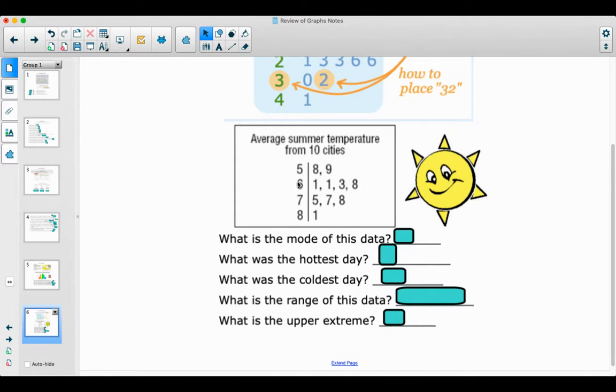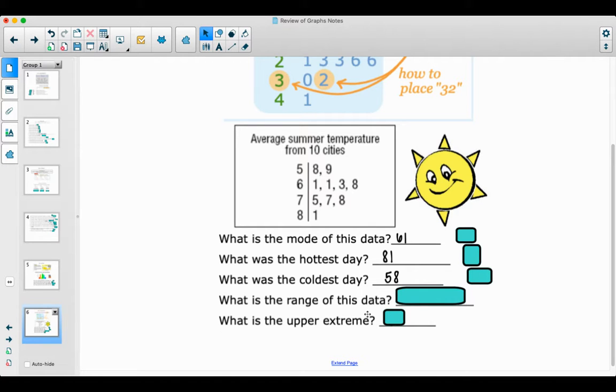Here we can see that the number that occurs the most is 61. There will be a matching section on mean, median, mode, range, and outlier. Just have an idea of what those mean. What was the hottest day? That would be our max value of 81. What was the coldest day? That would be our lowest value of 58.